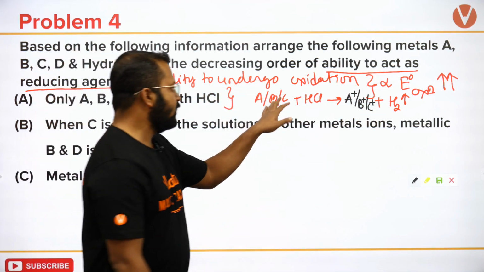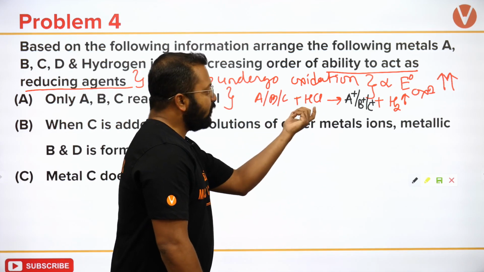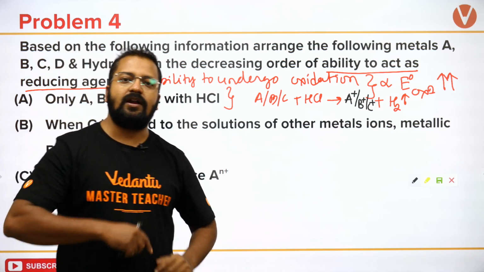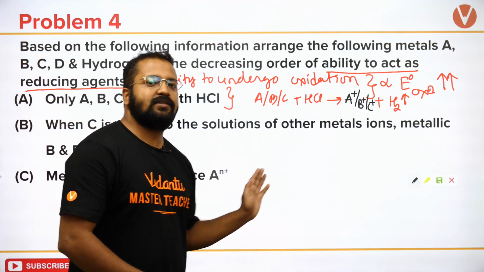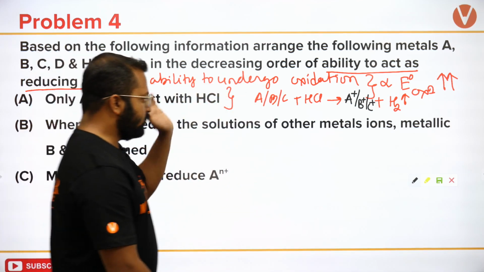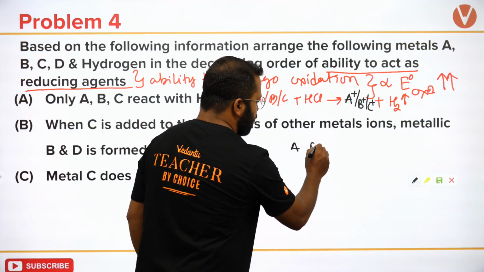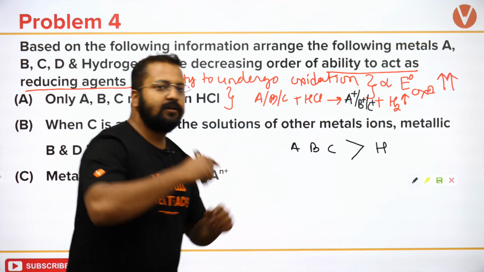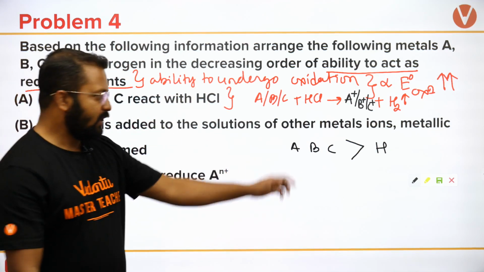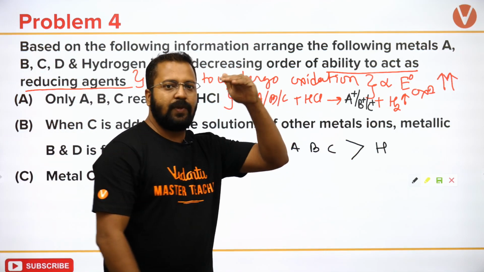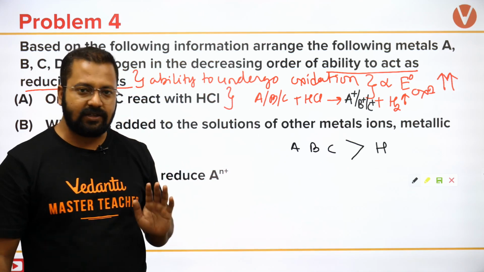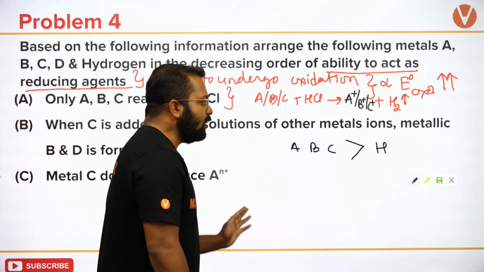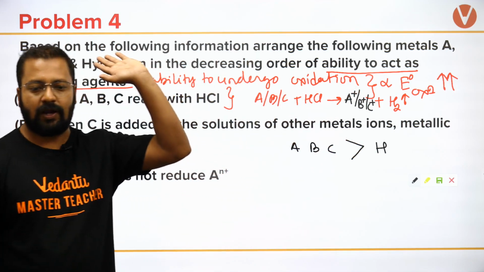We can say that if A, B, C are releasing hydrogen from HCl, that means A, B and C are undergoing oxidation and they are acting as a reducing agent. So A, B, C should be above hydrogen in the electrochemical series, in the activity series. Their oxidation potential value should be higher than hydrogen's. Only then it will oxidize in preference to hydrogen.